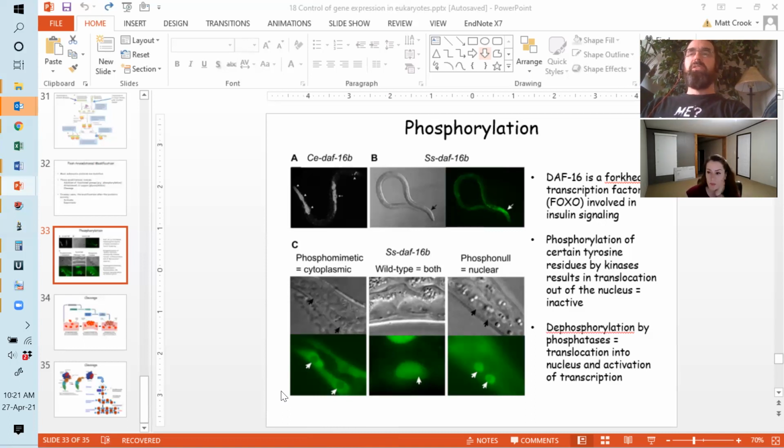Okay, so that's phosphorylation. It doesn't necessarily have to be about localization. It could just be about activity too. But this is a neat example because activity is tied to location, right? And so by just changing where the protein is, you change essentially whether it's active or not.